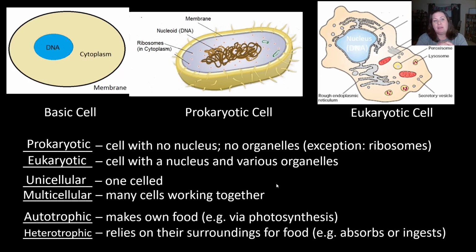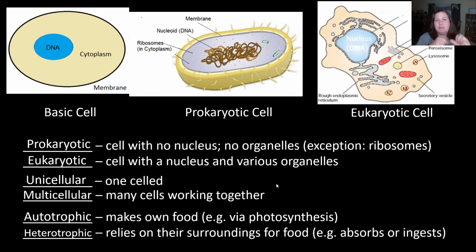Autotrophic and heterotrophic. Autotrophic means they make their own food. An example of this is they do photosynthesis. Photosynthesis is what plants do by using the sunlight to create their own food. On the other hand, like us, heterotrophic organisms, we have to get our food from our surroundings. We either absorb it or ingest it. We ingest it. You have to actually put it into your mouth, chew it up, and ingest it in order for you to get what you need. Other organisms like fungus, they actually liquefy their food and then they absorb it, like suck it up.